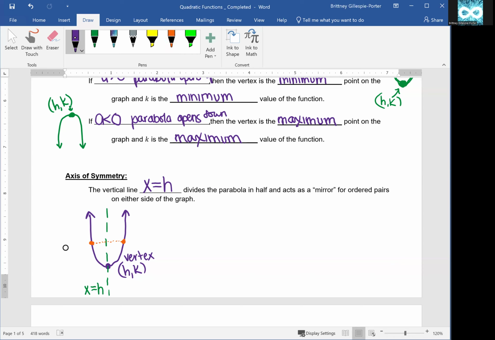The same thing happens if my graph were to open down. So if it's opening down, I still have my vertex of (h, k). Then my axis of symmetry would be the dashed vertical line, splitting the parabola in half if I would have drawn it correctly. And then the ordered pairs would be the same on either side. I know that's a wonky drawing, but you can kind of understand what I'm going for. Let's get into some examples.